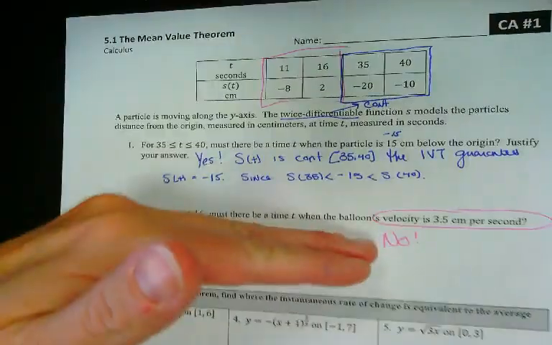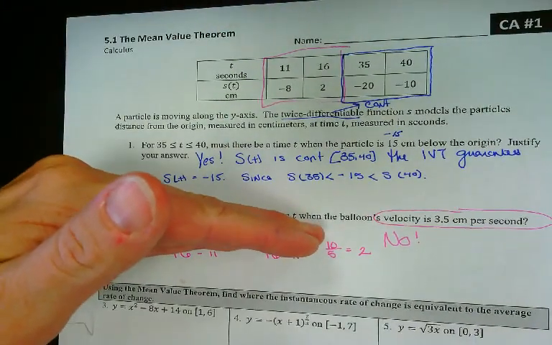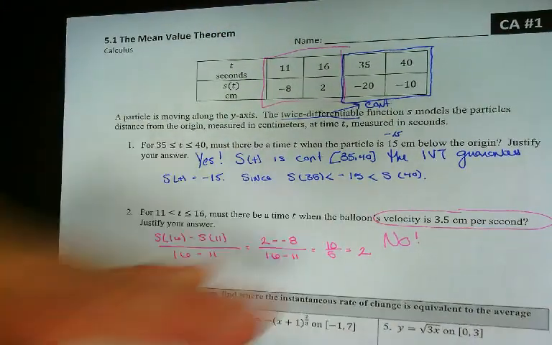What theorem are they hinting at the moment I took a derivative? MVT, M for slope, mean value theorem. Okay.